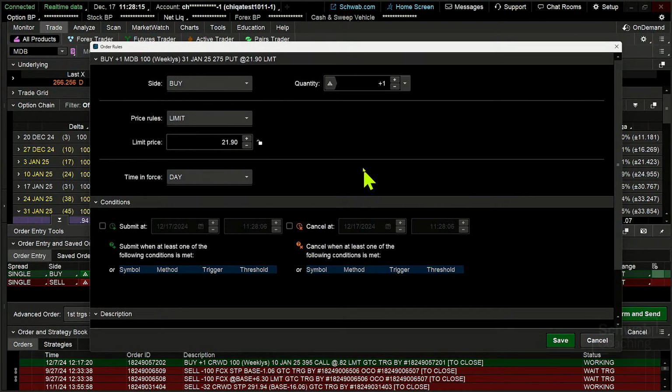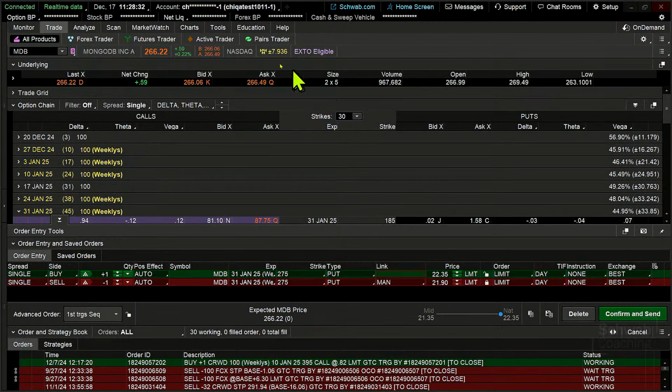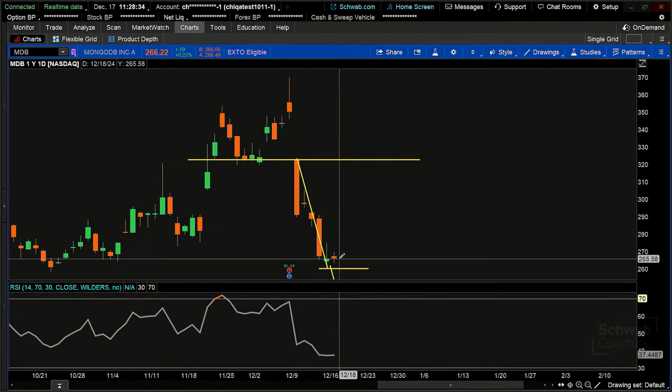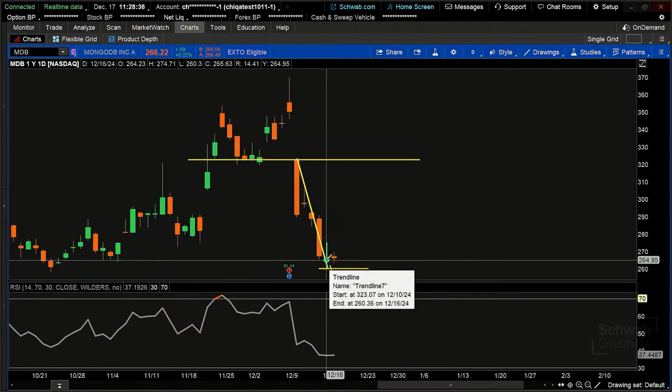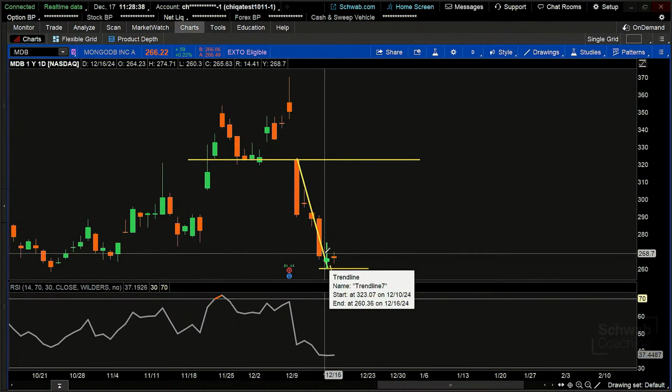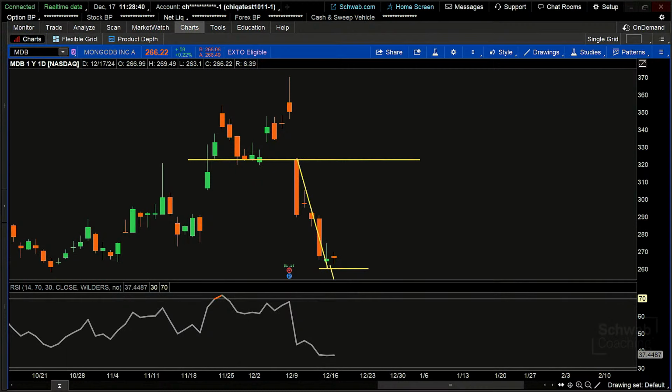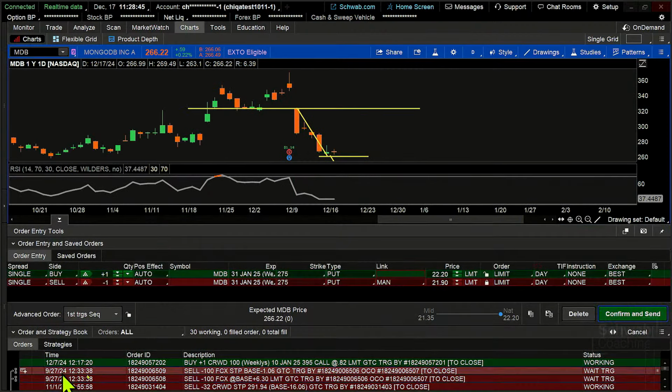So we know that we want to get in if the price of the underlying stock breaks the low of the high day, which we said was, what did we say, 260.30, I think it was. Let's go out and look first, just to make sure. The low of the high day is 260.30. I was right. Okay, so we're going to go back to our trade tab and bring that trade back up.